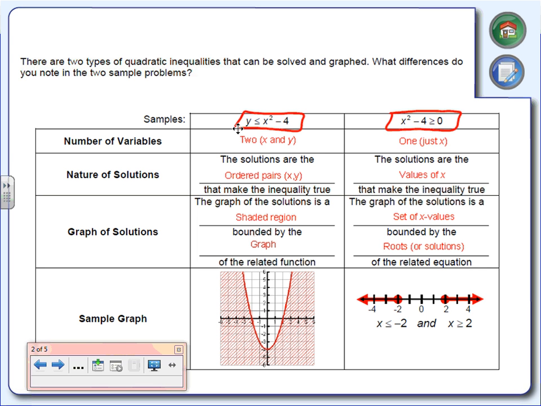Notice rather than having a graph, like on the first one there, all we have is a number line. And all the x values that are greater than 2 or less than -2 would represent a solution to this particular example they gave us. So our answers are going to look like that. So if we have a y, our answer is going to look like this. If we have a 0 rather than a 1, our answers are going to look like this, a number. So those are the two things we'll be looking at today.